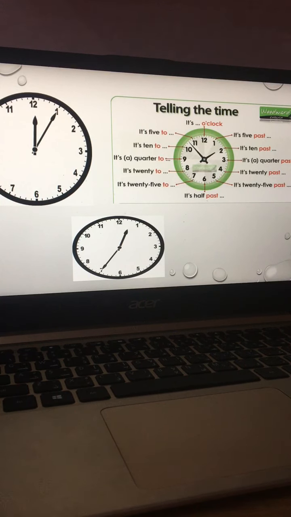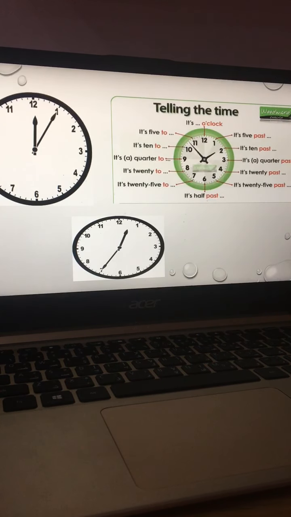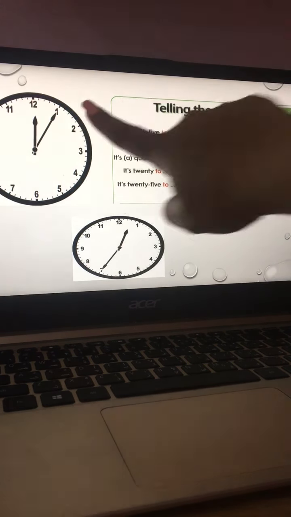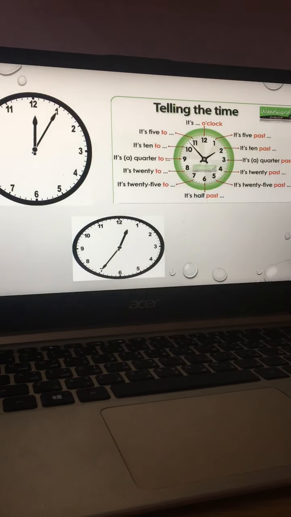If the minute hand is pointing to 1 and the hour hand is pointing to 12, as we can see, we say it's 5 past 12. Why? Because, as we said in the beginning of the session, there are 5 minutes between each of these big numbers, okay? But while telling time in words, we have to look at the minute hand before the hour hand, okay?